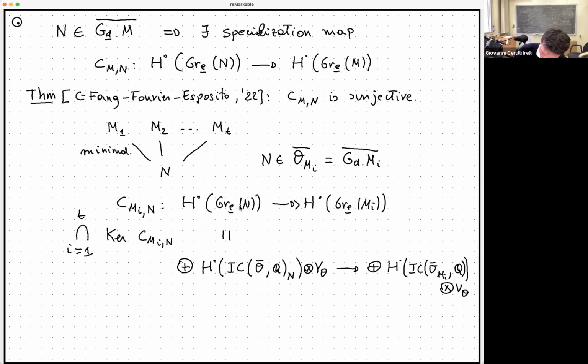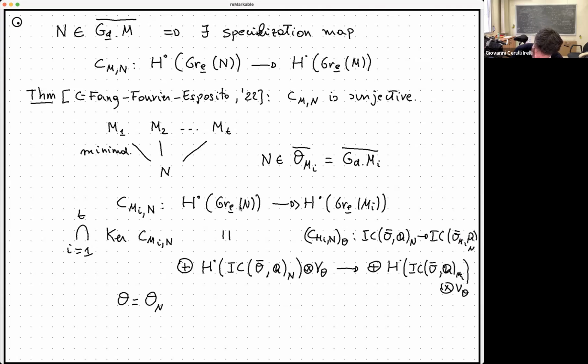And now let's look at O equals O_N in this sum. For every i, there is a map c_{M_i,N} restricted to O, from IC of O bar Q_N into IC of O bar Q_{M_i}. So for every O, there is such a map. Let's look at O equals O_N. Then, of course, this is just Q.